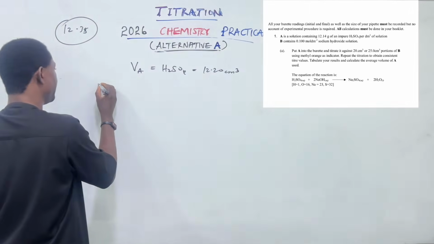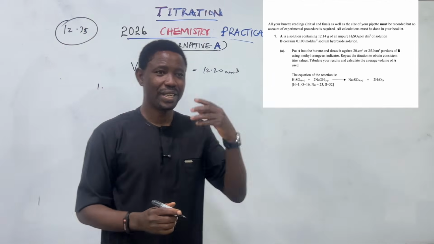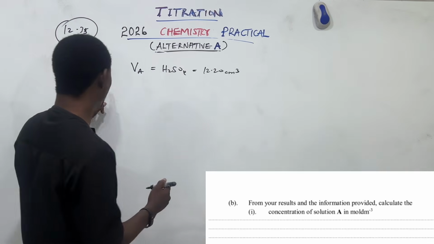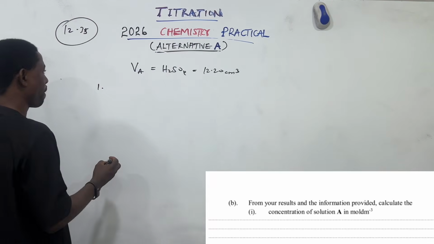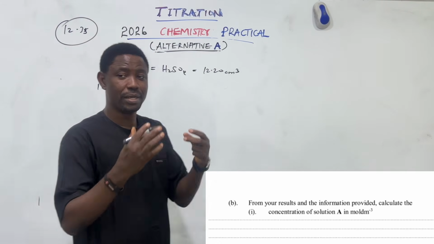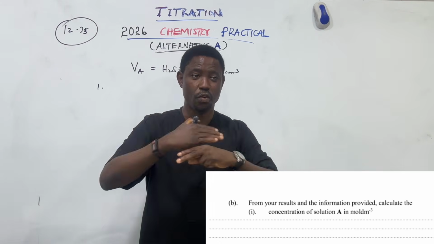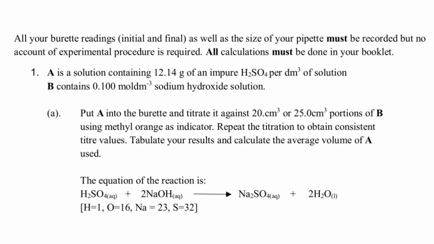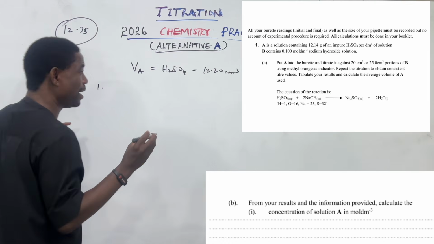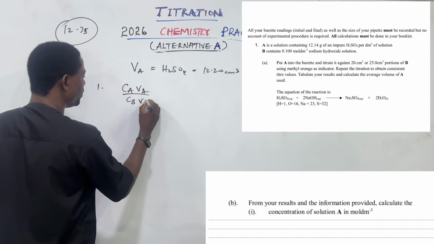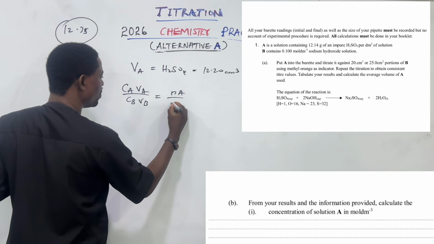All right. So the first question says, calculate the concentration of A in mole per dm³. Remember, we can calculate concentration of acid in mole per dm³ by using concentration in gram per dm³ over molar mass. But in this case, we don't have the concentration in gram per dm³ of the acid. What is given is impure, so we don't use that. And whenever you can't use that formula, you just use CAVA over CBVB equals the number of mole of acid over number of mole of base.